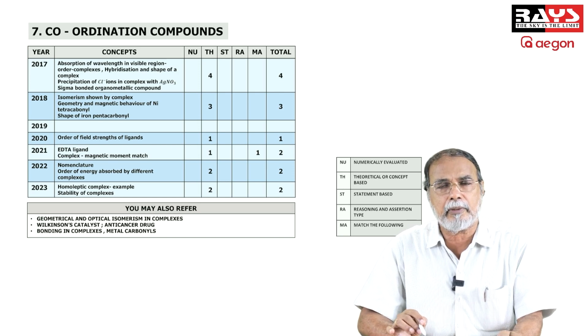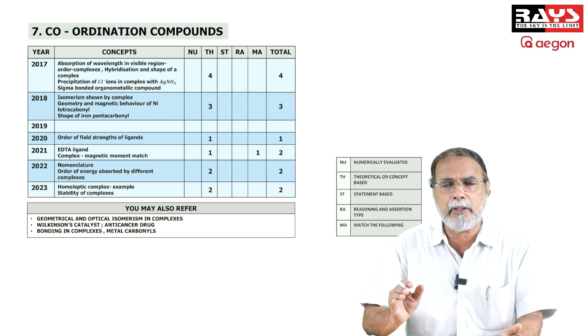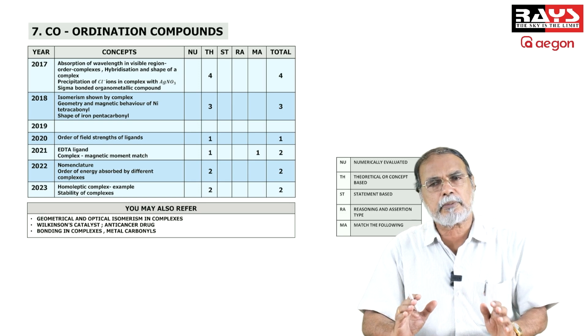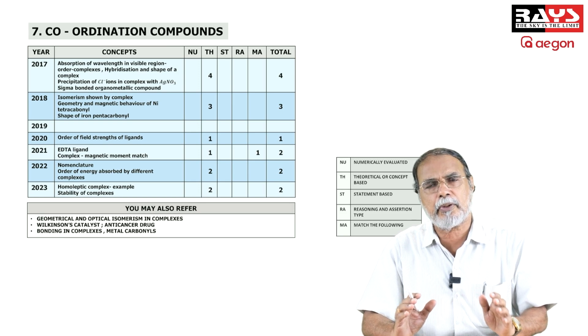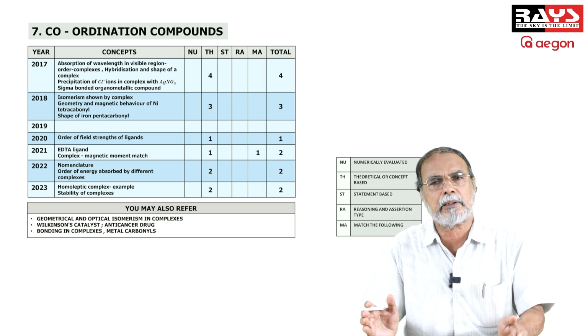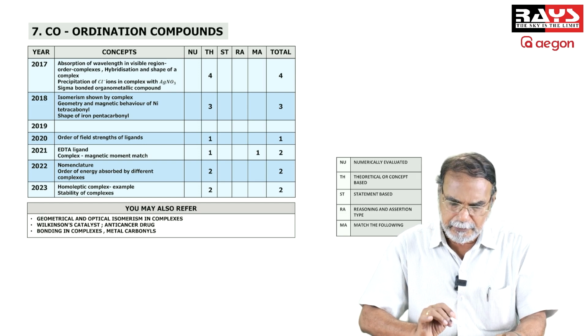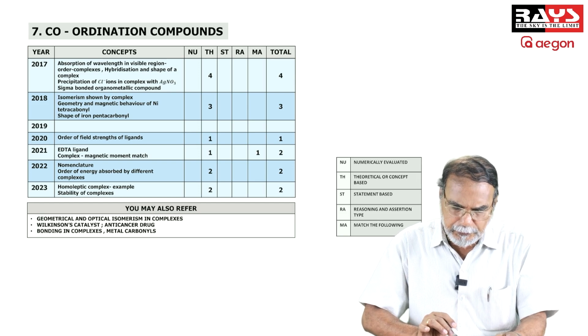bonded organometallic compounds. When you study organometallic compounds, you have sigma bonded, you have pi bonded, and there are organometallic compounds in which there are both a sigma bond and a pi bond. So for example, metal carbonyls. And the bonding in these compounds, you study that, you are likely to get a question on that.